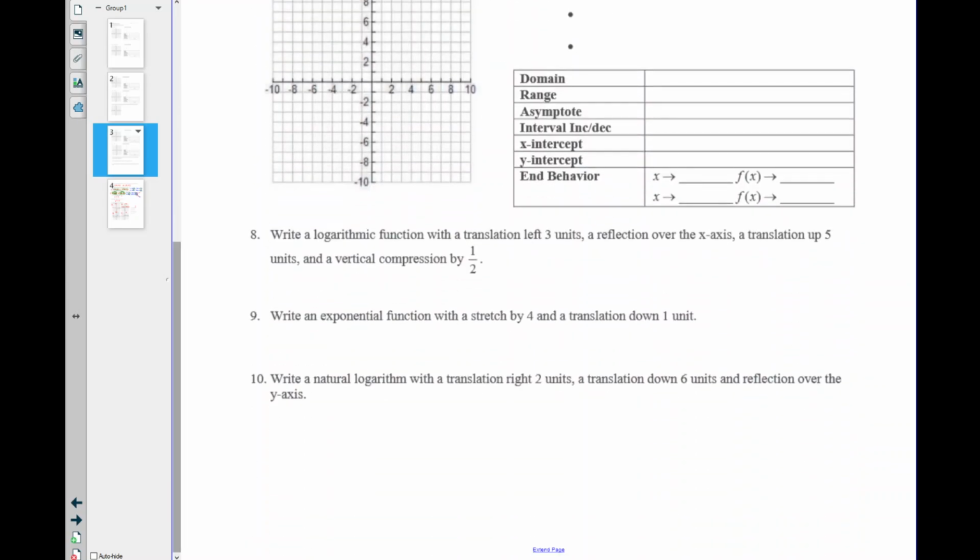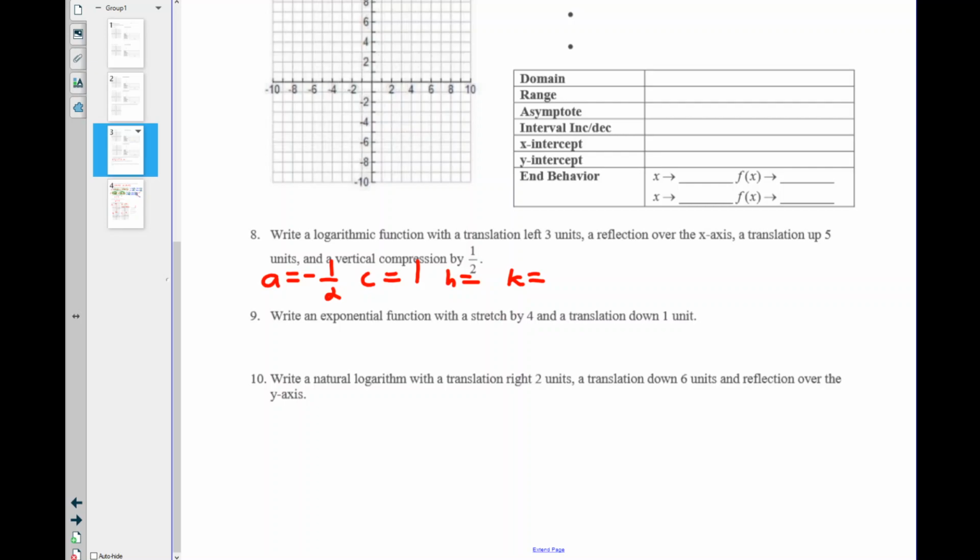Here, let's go down here. Write a logarithmic function with a translation left 3 units, a reflection over the x-axis, a translation up 5 units, and a vertical compression by 1/2. All right, so that means A, C, H, and K. What would A be? Not only would it be negative, what else would it be? Yeah, -1/2. What would C be? They don't mention anything with C, so that's going to be 1.